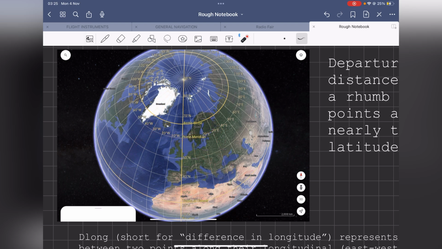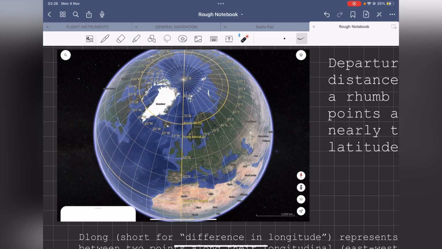Fine. So now that you have understood what d long is, you'll get a more refined idea of it as we go forward. But for now, you need to understand that it is the angular difference between two longitudes. If you remember this basic definition, it becomes very easy to work with it. Fine. And what is departure?